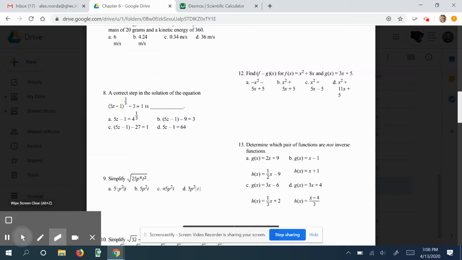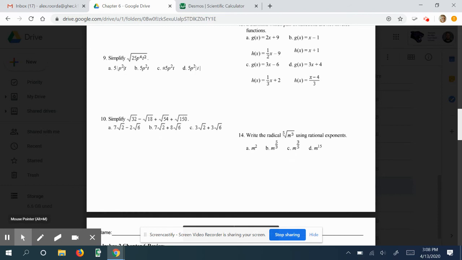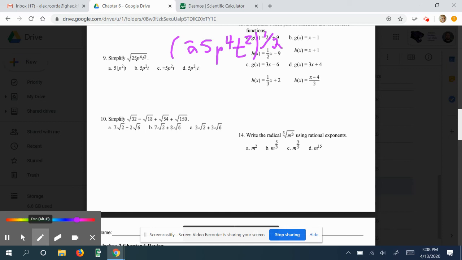Number 9, we're asked to simplify this square root. This is where it's important, again, when we have square roots, to have absolute values or positive negatives, right? Okay, so square root, all right? So I'm just going to rewrite this as 25 p to the 4th t to the 2nd, to the 1/2 power. Now, I have to distribute my 1/2 to 25, to p to the 4th, and to t.